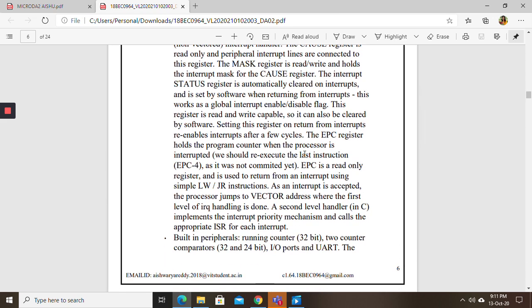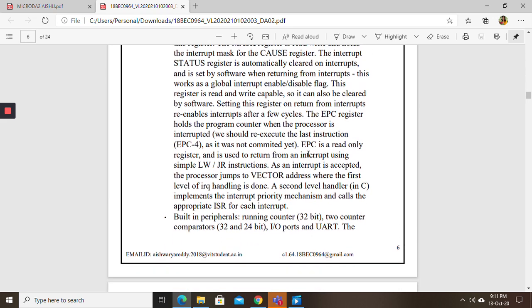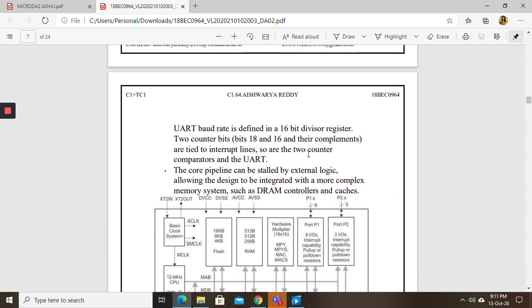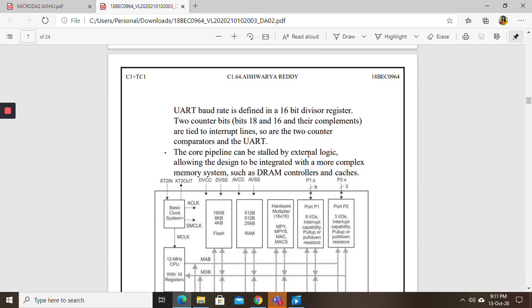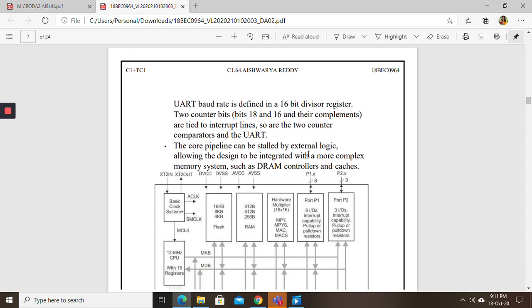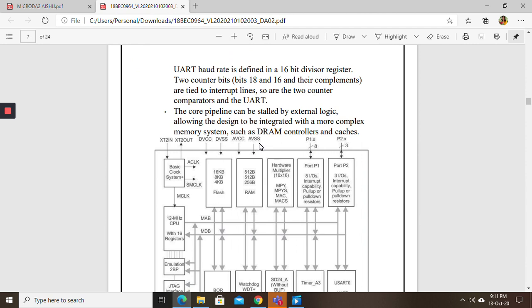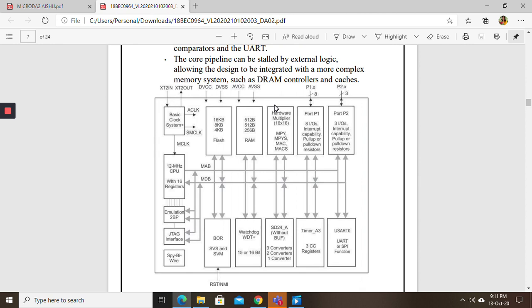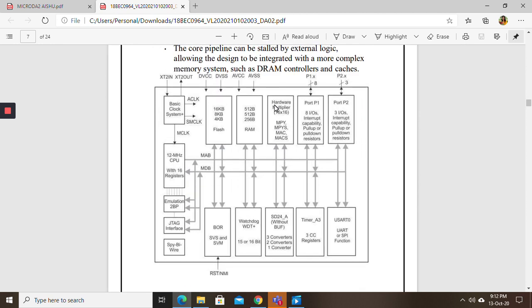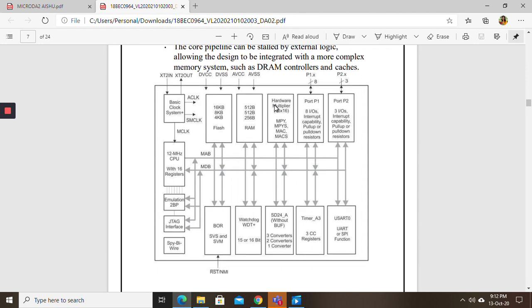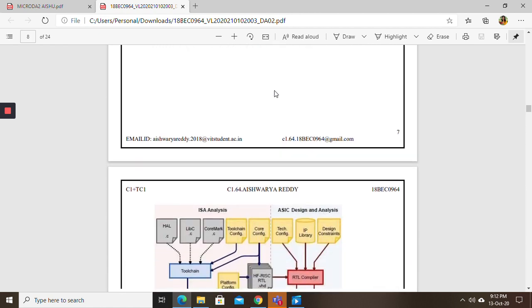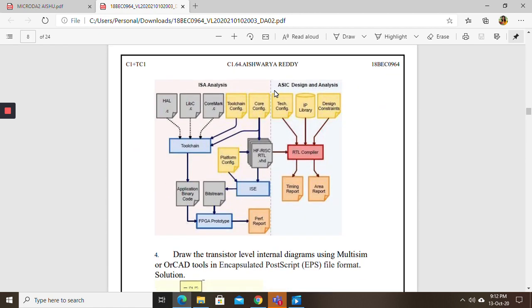These are all the top points related to the questions. The core pipeline can be stalled by external logic, allowing the design to be integrated with a more complex memory system, such as a RAM controller and caches. This is the diagram for that, where we have flash, RAM, and so on. The next one is also a block diagram, which they asked for in the question.